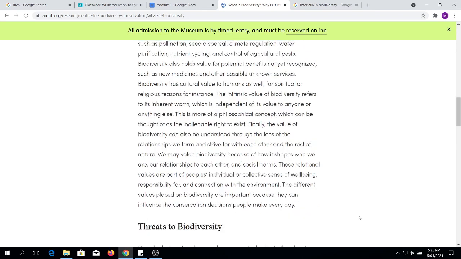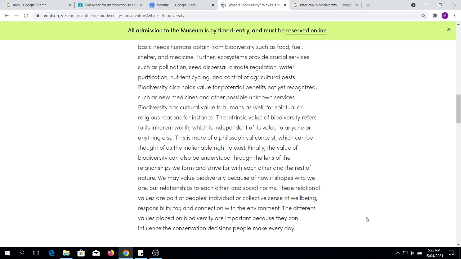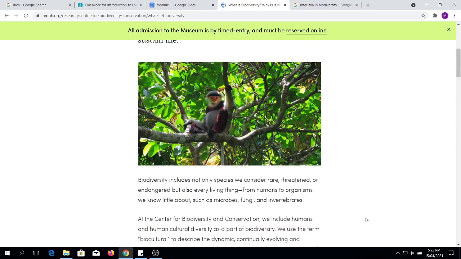So the different values, okay, placed on biodiversity are important because they can influence the conservation decisions people make every day. That is why it is emphasized that biodiversity does not only include the animals, the vegetation, the vertebrates, the fungi, the flowers, okay, the plants, but it also includes the culture of human beings.